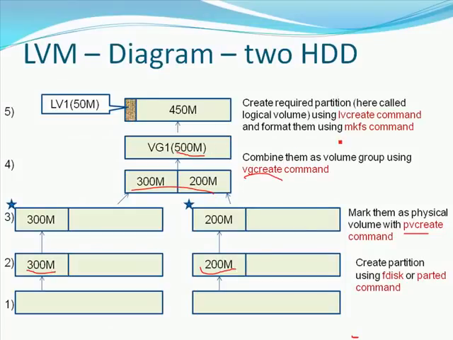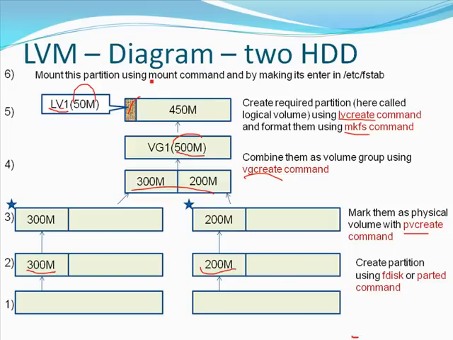After that I will create a logical volume using the lvcreate command on this volume group with the name lv1, and the size we will use is 50 MB. It is your choice, but it cannot exceed 500 MB. After creating the logical volume, I will use the mkfs command to make a file system on this logical volume.